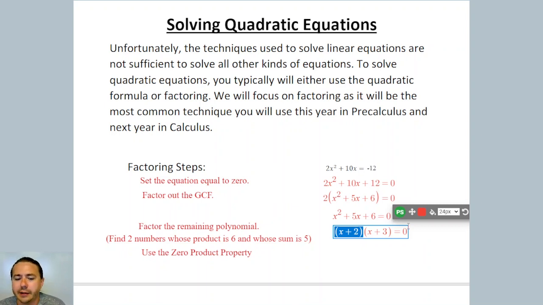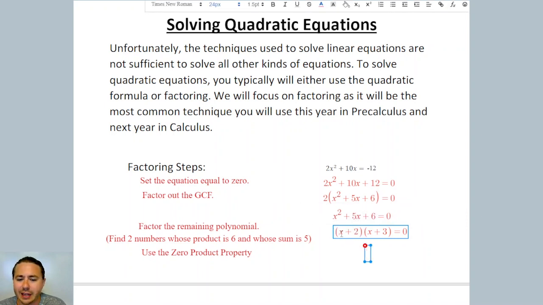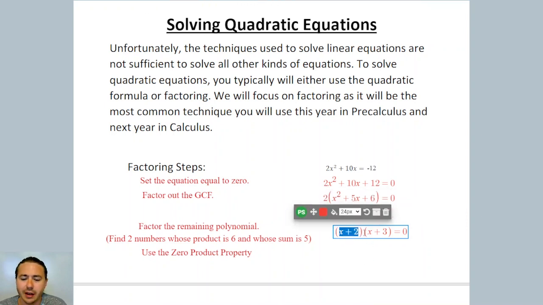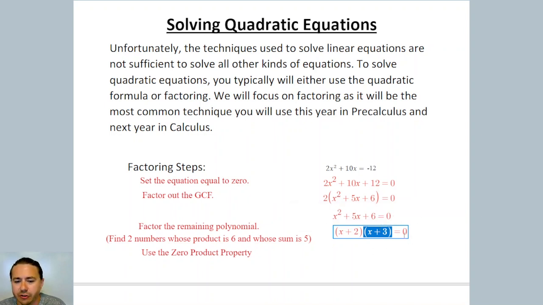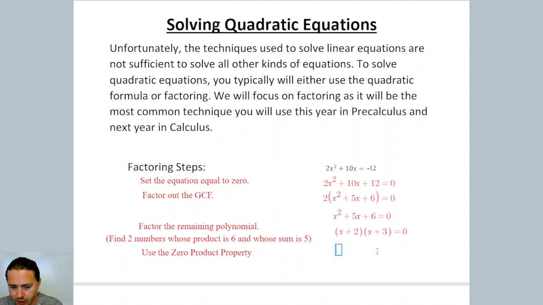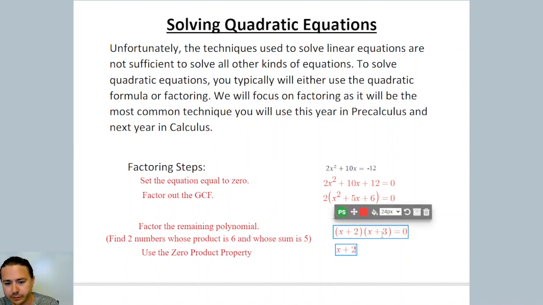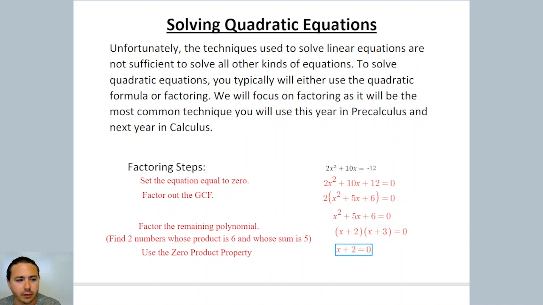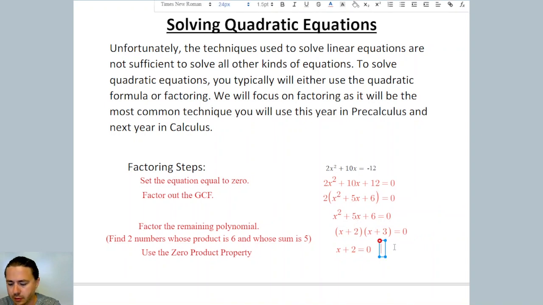So because we know at least one of these has got to be 0, we can assume that any value that makes this equal to 0 and any value that makes this equal to 0 will make the entire equation equal to 0 and will be a solution to our equation. So we're going to split this up now into two separate statements. Either x plus 2 could be 0, or x plus 3 could be 0.